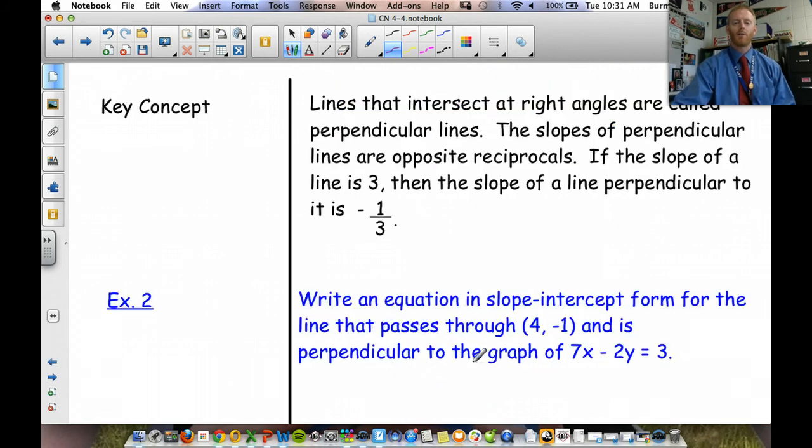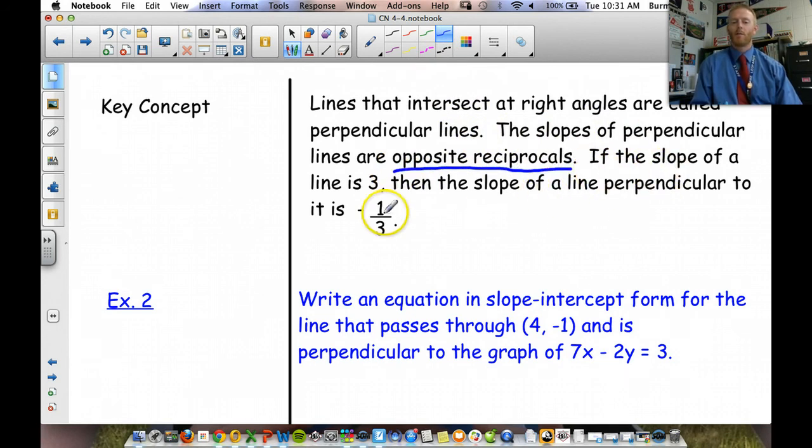Alright, let's see if we can try another one here, but this time we're talking about perpendicular. Remember that we said the perpendicular lines are going to intersect. They make a 90-degree angle, and the slopes have a special relationship. They are opposite reciprocals of each other.